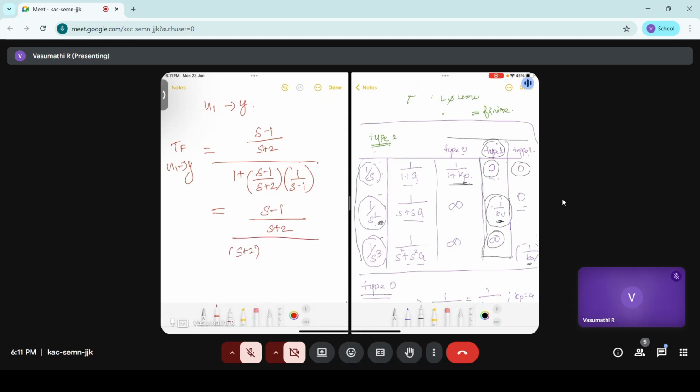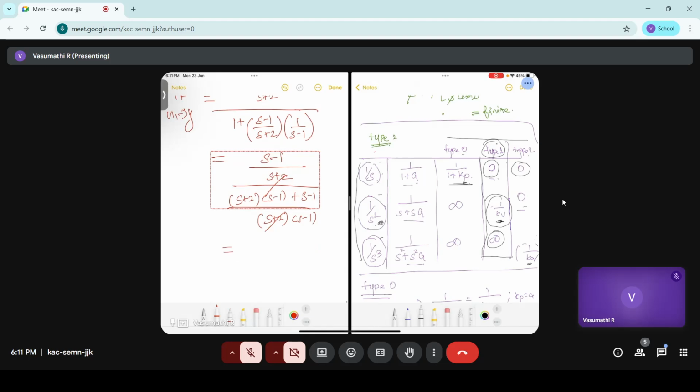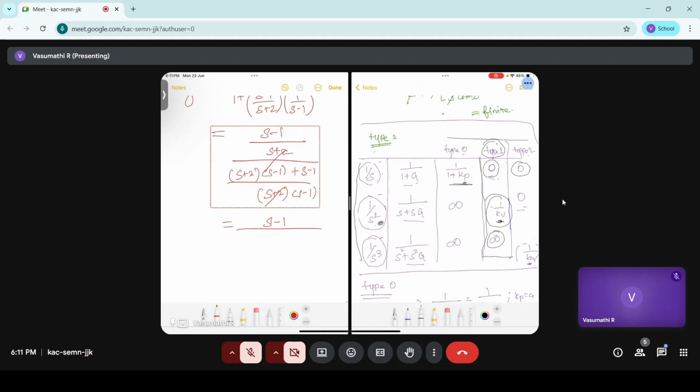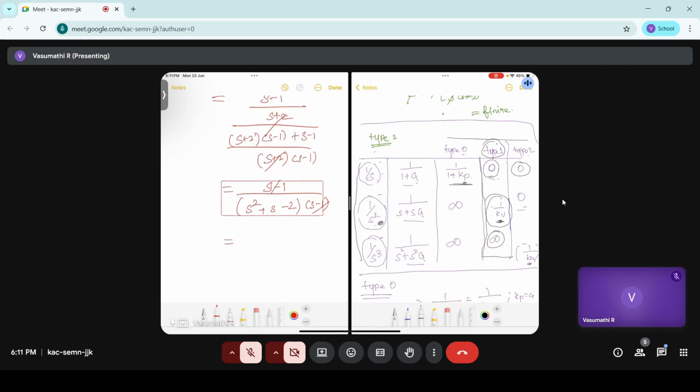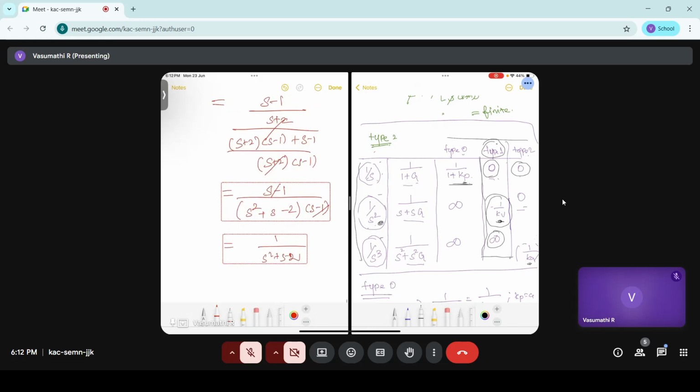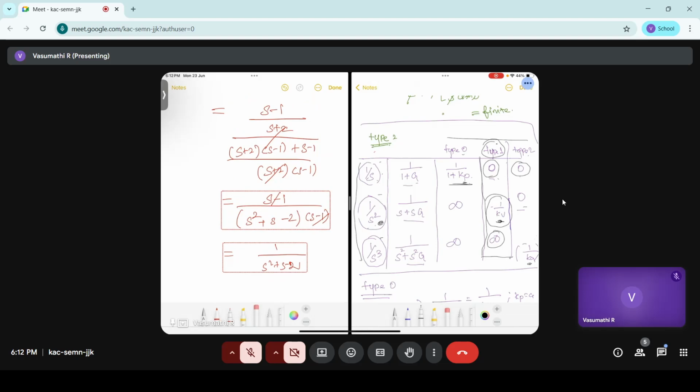s plus 2 divided by s plus 2 into s minus 1 plus s minus 1 by, this 2 will get cancelled. What else? s minus 1 divided by, this will be s square plus 2s minus s, this will be plus s minus 2 into s minus 1 get cancelled, 1 by s square plus s plus minus 2. Are you getting this? Oh, this is in plus, I'm sorry. It's in plus, right? I cannot eliminate this too. If I make any mistake, please let me know, okay?